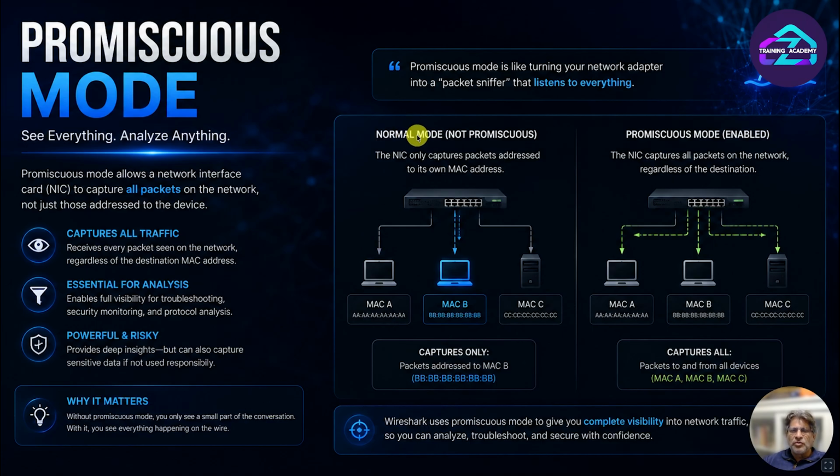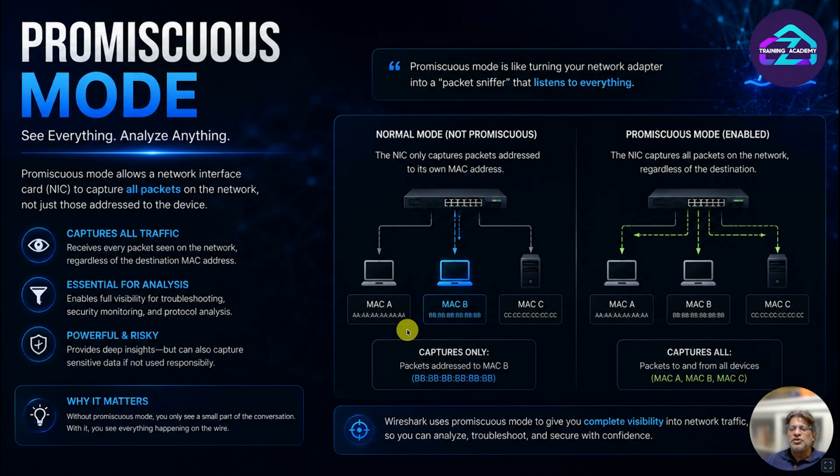In normal mode, which is what your NIC is normally in, not promiscuous by default, it will only listen to network traffic that is destined for this machine. So it will only look at the traffic that is destined for the MAC address which belongs to your machine. Let's say your MAC address is BBBBB all the way. Then it will only listen to traffic that is destined for this machine, MAC B. It will ignore any traffic it sees which is for MAC C or MAC A.